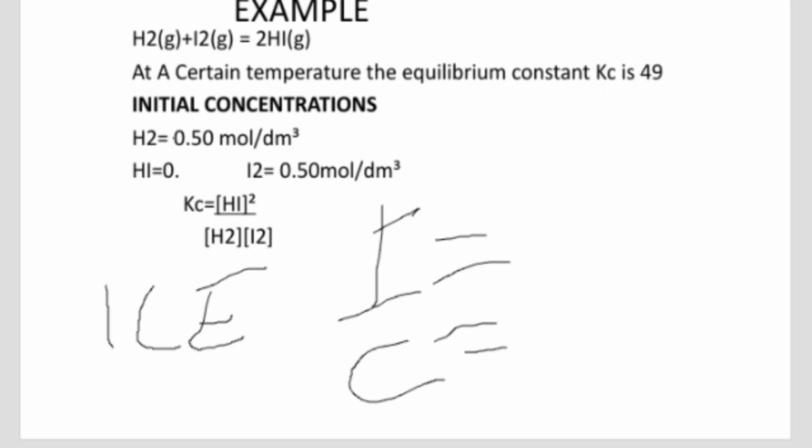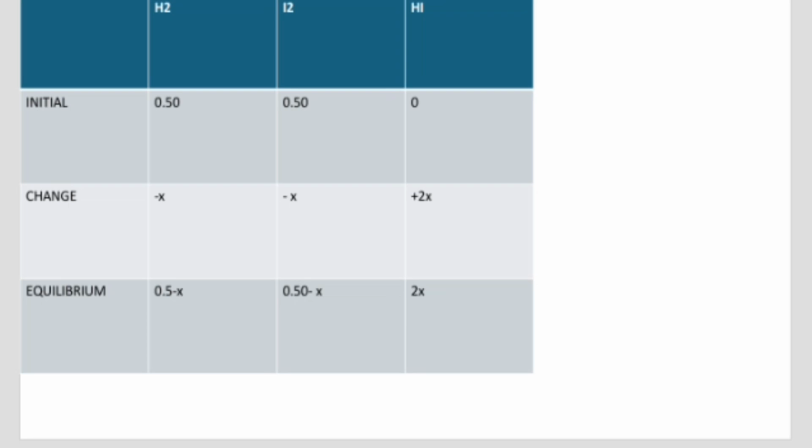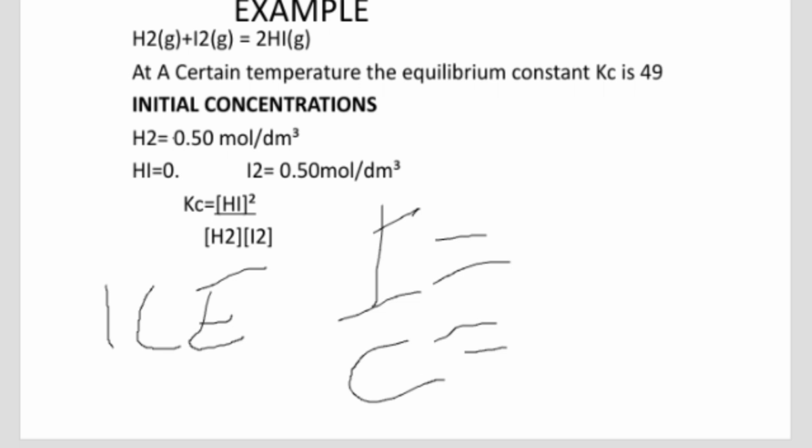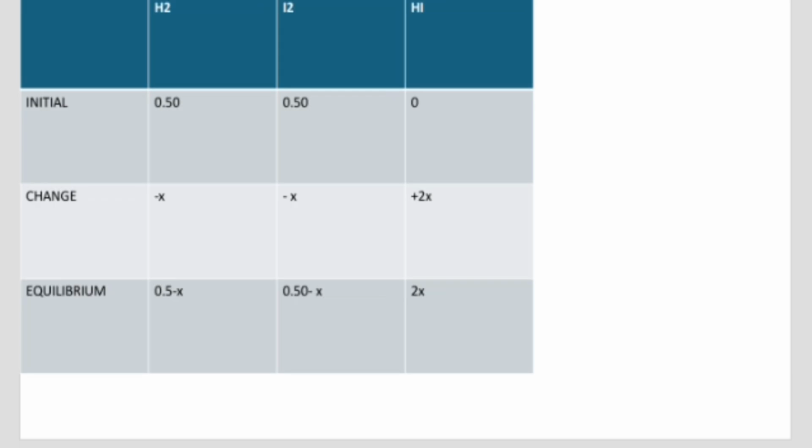So this is how we write the ICE table. So what have we done? For example, we have H2, I2, and HI. So where did we get these values for initial? It was there in the previous question. We have HI is 0, H2 is 0.5, so the initial concentrations are the ones we have just pasted there on the initial row.